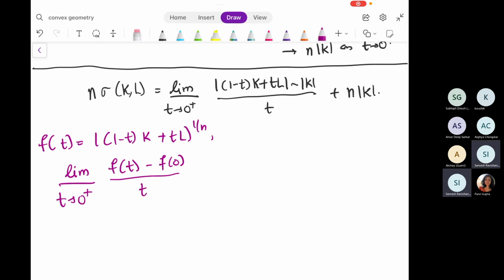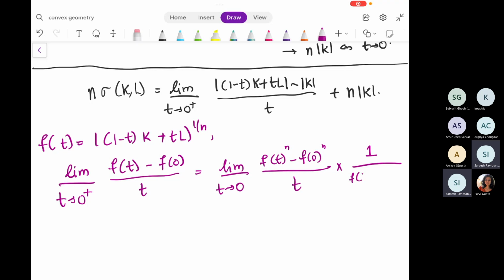If I try to estimate this particular quantity, I'll write it in the following way. I'll write it as the limit infimum as t tends to 0 plus of f of t to the power n minus f of 0 to the power n by t times, I just multiplied by something, so I'm just going to divide by it, right? So I just get f of t to the n minus f of 0 to the n by f of t minus f of 0.